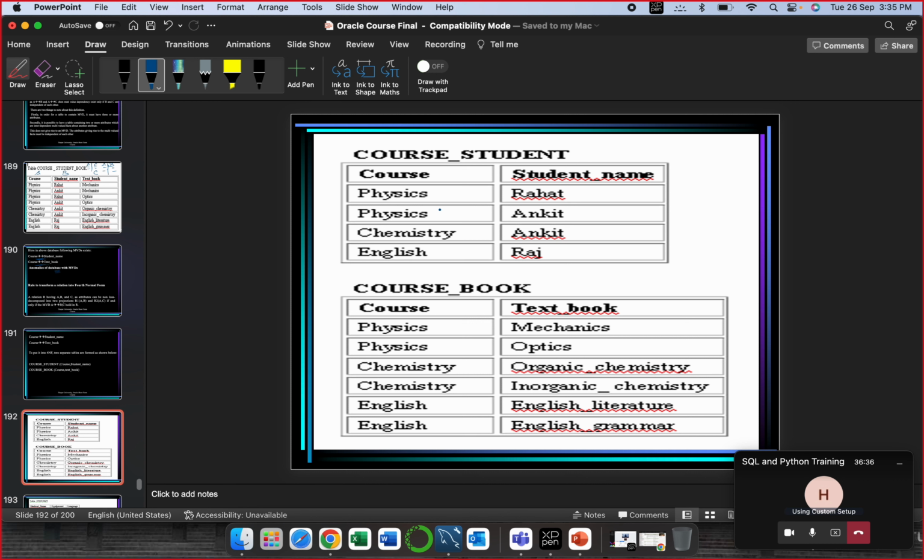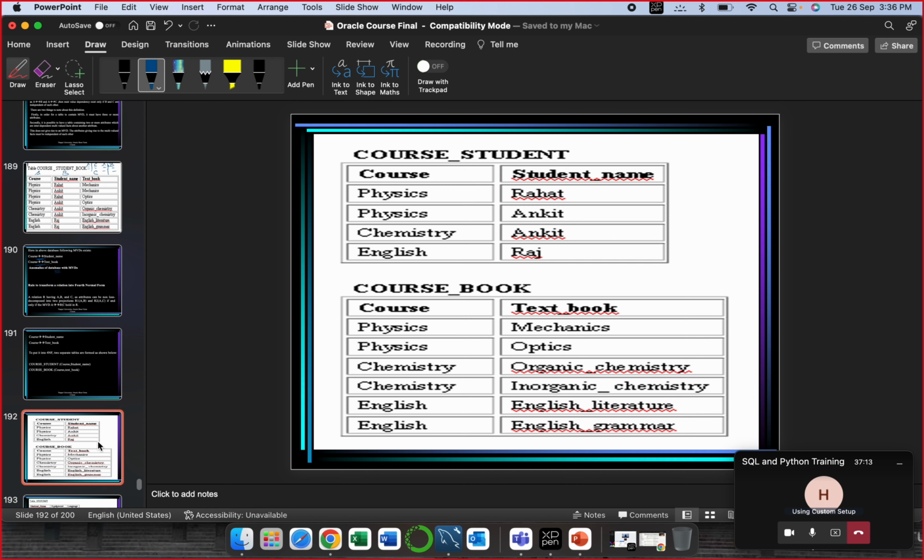Over here we don't have repeated values like physics Rahat, physics Rahat, physics Ankit, physics Ankit. We have just a single combination for physics Rahat, physics Ankit, chemistry Ankit, English Raj. There is no repetition of physics Rahat or physics Ankit ever in this table. Same for textbooks: for physics, we have mechanics and optics. In chemistry, we have organic chemistry and inorganic chemistry as textbooks. In English, we have English literature and English grammar.